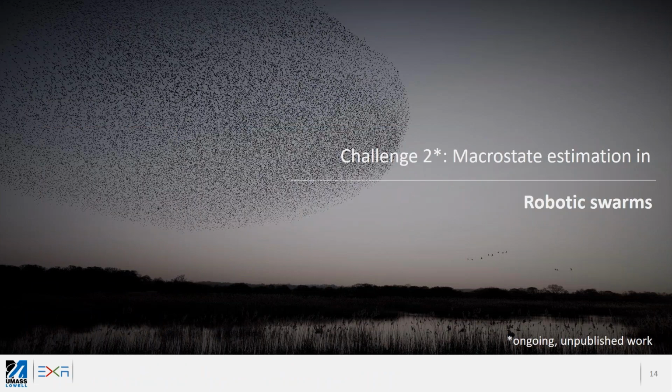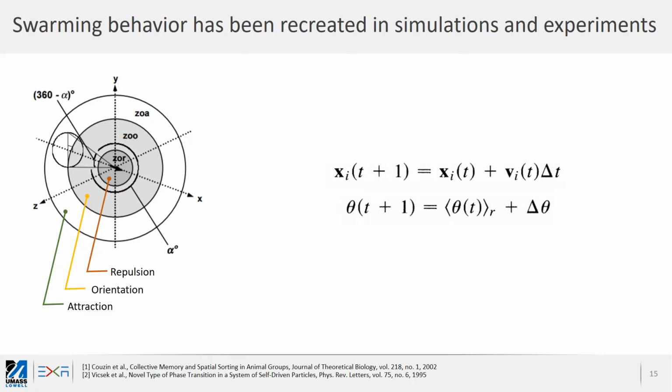So we'll look at challenge 2 over here, estimating the macro state. Swarming behavior, which is essentially what we are looking at in our research lab, can be modeled as having individual zones of repulsion, orientation, and attraction about an individual robot. So the robot is in the center. If another robot is really close and within the zone of repulsion, essentially the two robots will repel. If it's in the zone of orientation, whatever the orientation of my neighbors is, I will try to orient myself towards that. And the outer zone of attraction is essentially if there are agents or robots in that area, then I'll be attracted towards them.